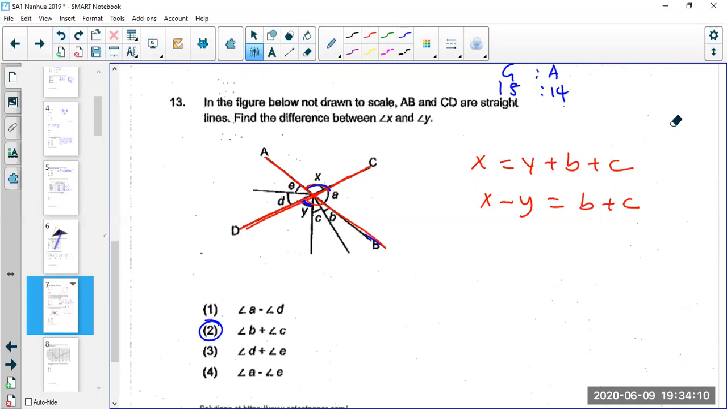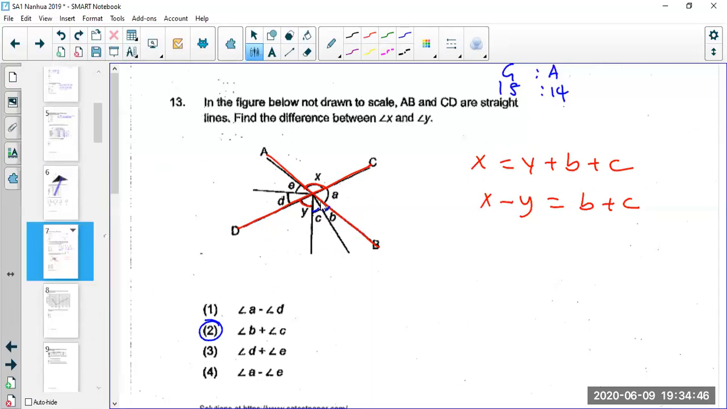Now let's try again. If you look carefully, I'm going to use a red color. X, where's X? X is here. Your X is the angle on top. X minus Y gives you what? B and C. So what's your answer? B plus C. I think that's easier to explain. So let's go to the next one.